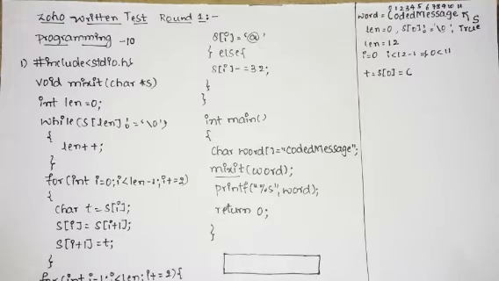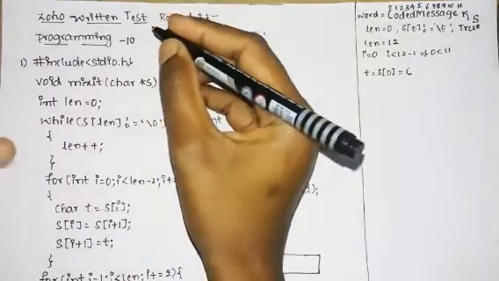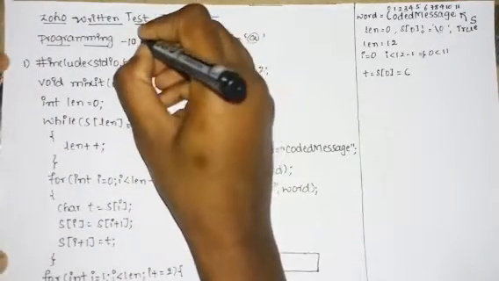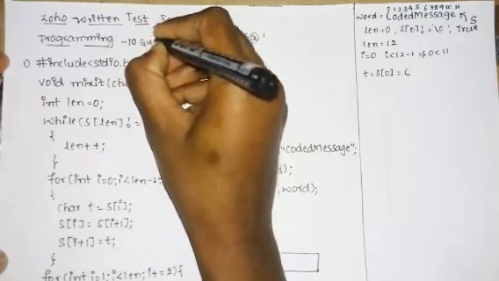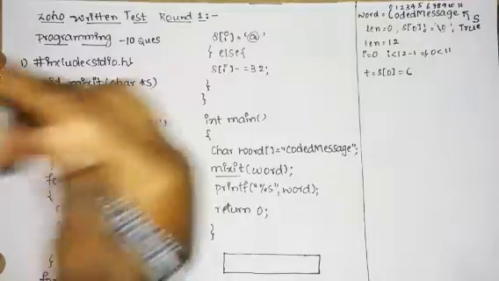So in this video we shall discuss the Zoho written test, that is round 1. Basically round 1 includes two sets of questions. In case of programming there are 10 questions, and similarly there will be aptitude, which will consist of 10 questions.